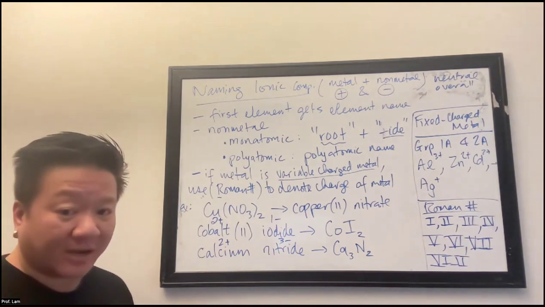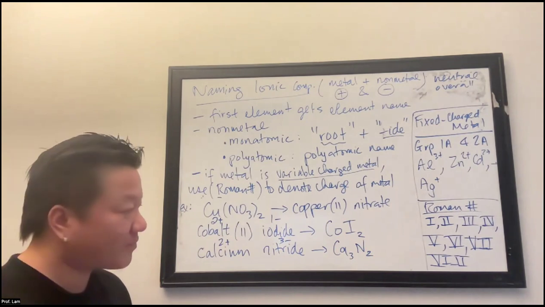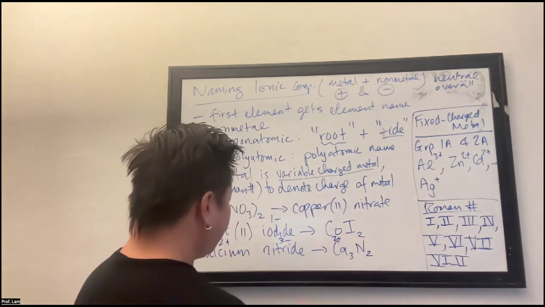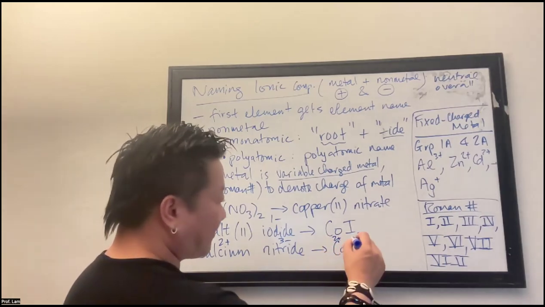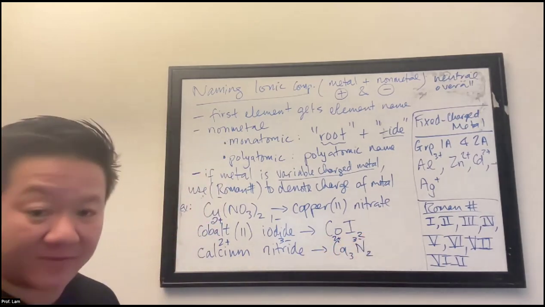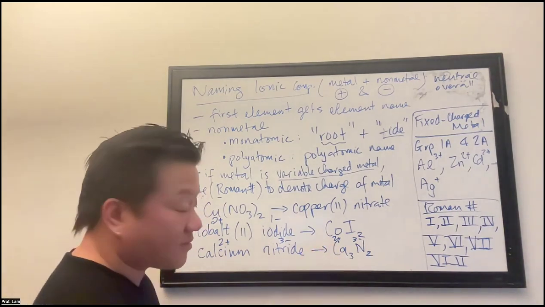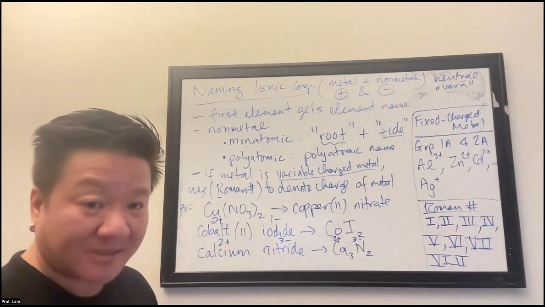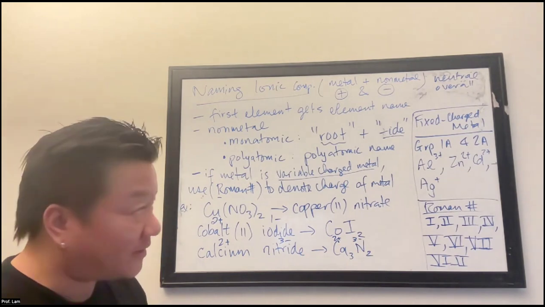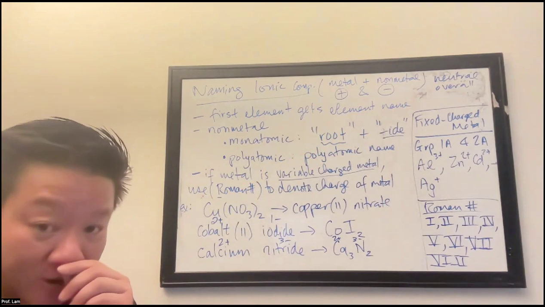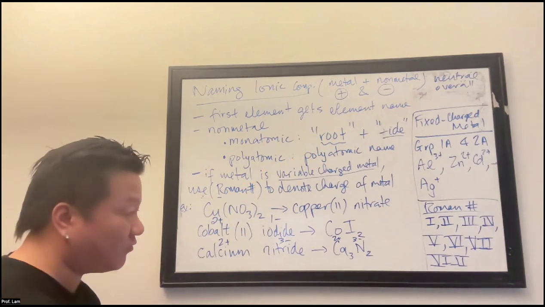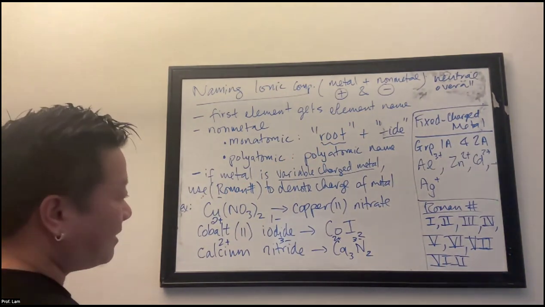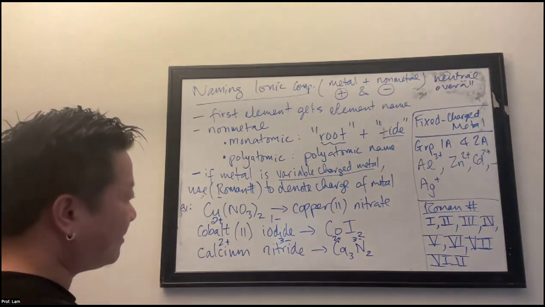So Ca3N2. If you want to check your answer, just put a 2 plus on top of calcium, put a 3 minus on top of nitrogen, and 2 plus times 3 is 6 plus, 3 minus times 2 is 6 minus. You see 6 plus and 6 minus adds up to 0. Remember, you want your compounds neutral overall. Okay, let's do another one.